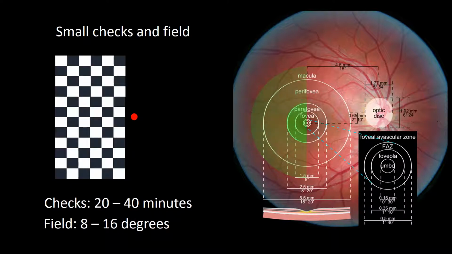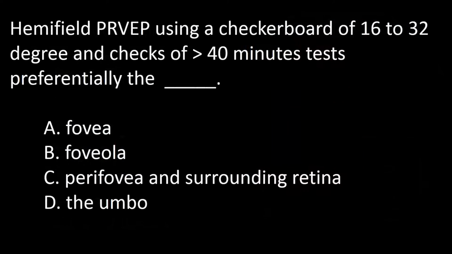Using boards and checks of a smaller size increases stimulation of the parafovea and the fovea, while decreasing the stimulation of the perifovea and the surrounding retina. So the answer to this question is C.